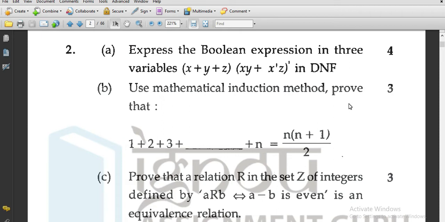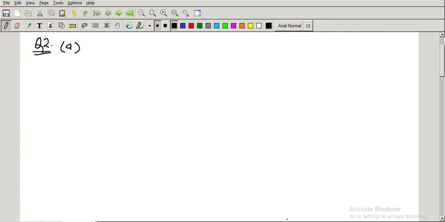So let's start with question number 2, part a, which says: express the Boolean expression in 3 variables, x plus y plus z, and xy plus x complement z, the whole complement, in DNF. So first of all, we must know what DNF is. DNF is nothing but your disjunctive normal form.